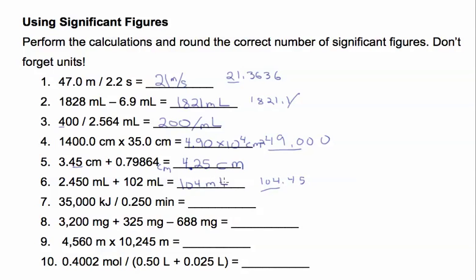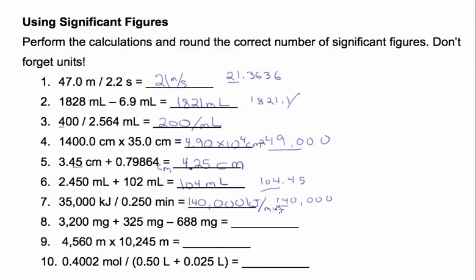In number 7, we're doing division. And you get 140,000. And if we count our significant figures, we have 2 and we have 3. So it's already written with 2 significant figures as long as we don't put a decimal. We could also put it in scientific notation if we wanted. We could say 1.4 times 10 to the 5th, but they're the same number. Don't forget our units, kilojoules per minute.